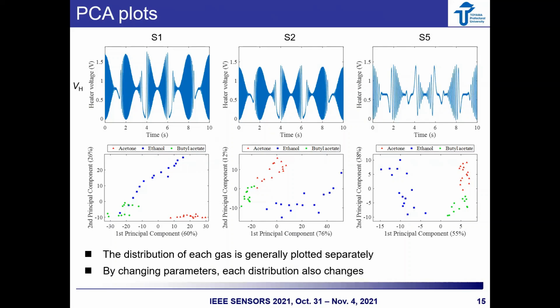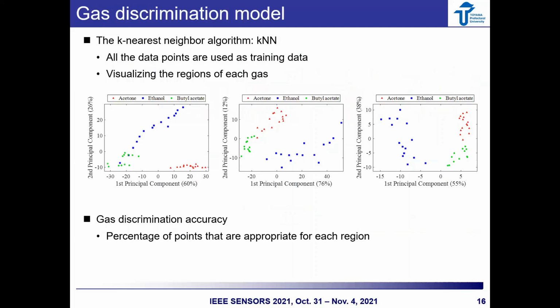For S2, it was suppressed more than for S1. However, there was a slight overlap between the distributions of acetone and butyl acetate. And for S5, the effect of gas concentration was suppressed and the distributions are plotted without overlapping. From these results, it can be seen that by changing the parameters of the modulated waveform, the distribution of each gas will also change. On these PCA plots, we carried out classification by KNN.